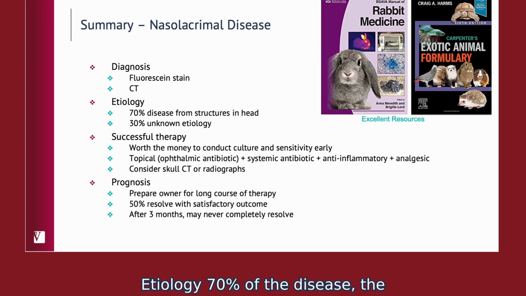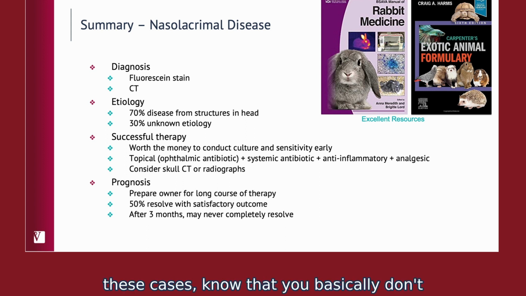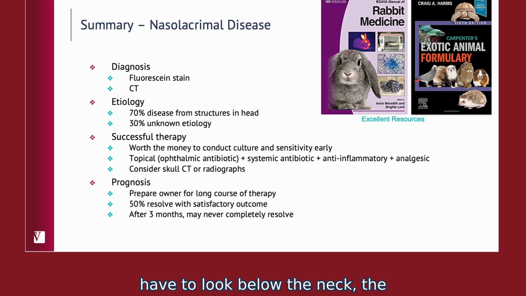Etiology: 70% of the underlying disease of nasolacrimal obstruction or narrowing in rabbits is because of disease in the head. So as you do the exam for these cases, know that you basically don't have to look below the neck. The disease is in the head. And if not, then it's just idiopathic and there's really nothing that you can do to remove the underlying cause.